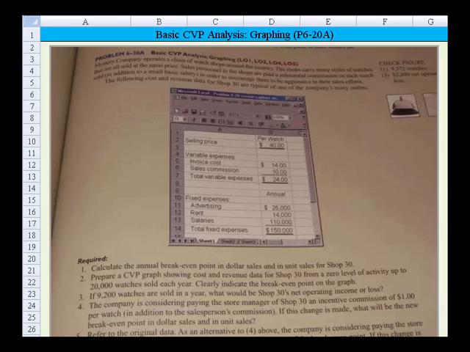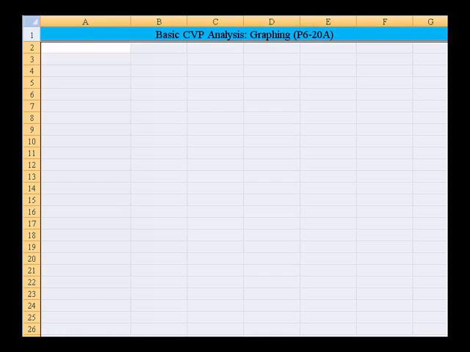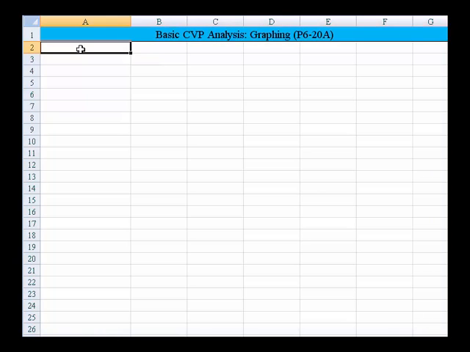Okay, then we have an Excel diagram of the cost and revenue data for Shop 30, and this one is typical of the company's many outlets. Now, let's tackle the first requirement, which says calculate the annual break-even point in dollars in sales and units for Shop 30. All right, well, hopefully you see to the left we've got a selling price of $40, variable expenses that total $24, and then fixed expenses that equal $150,000. So let's switch to another graph and see if we can put that together.